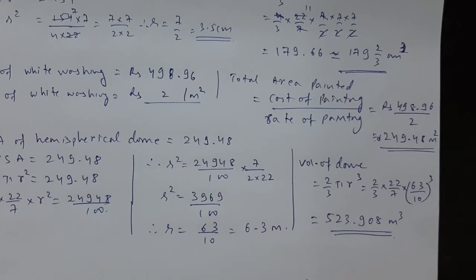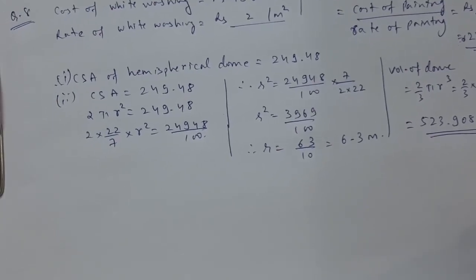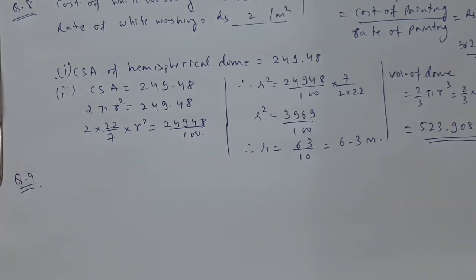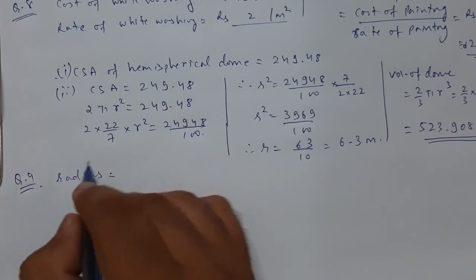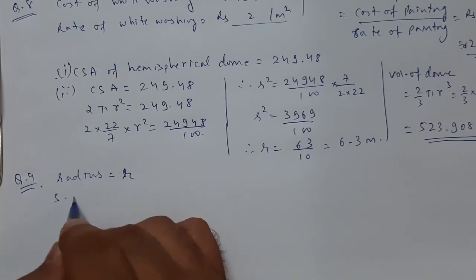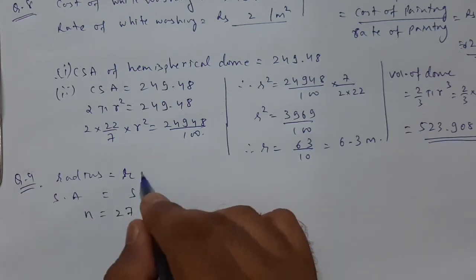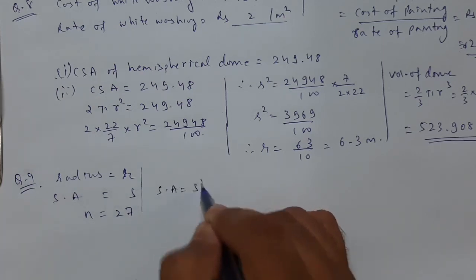So let us start with next question. Question number 9, students. And question number 9 reads, 27 solid spheres, each of radius r and surface s, are melted to form a sphere with surface area s dash. Radius of sphere is r and surface area is equal to s. Now here number are 27. Now this is melted to form a big sphere of surface area s dash.